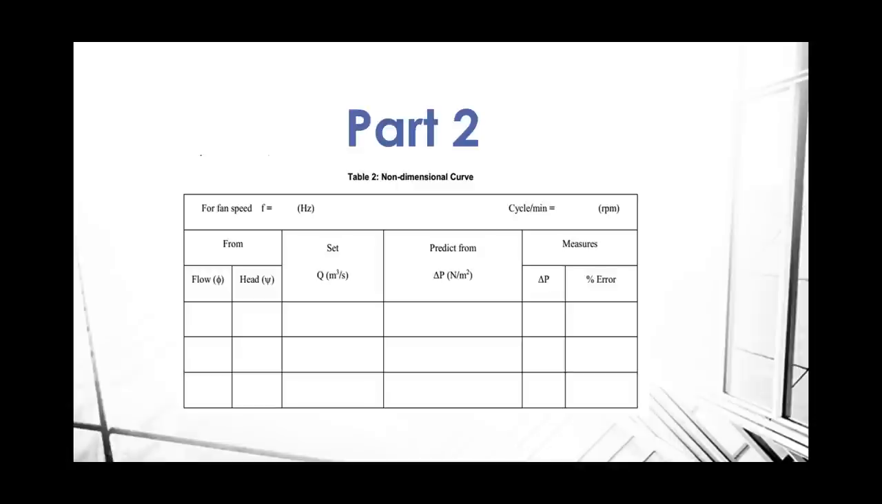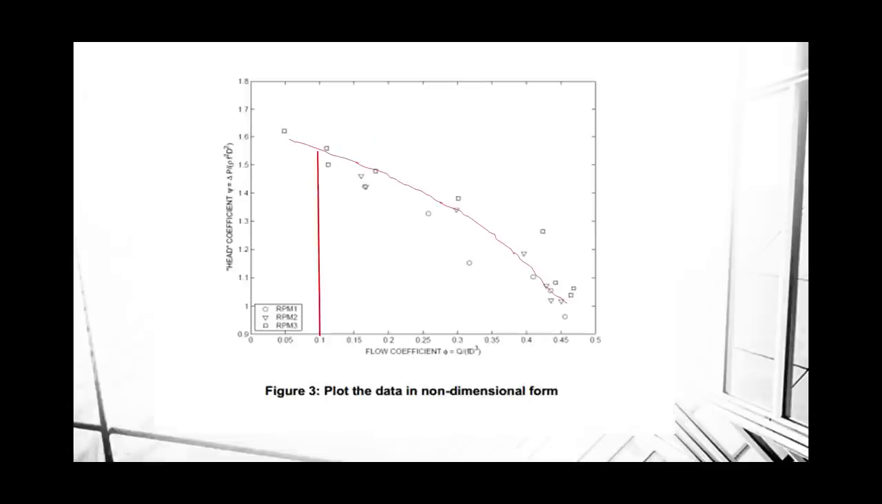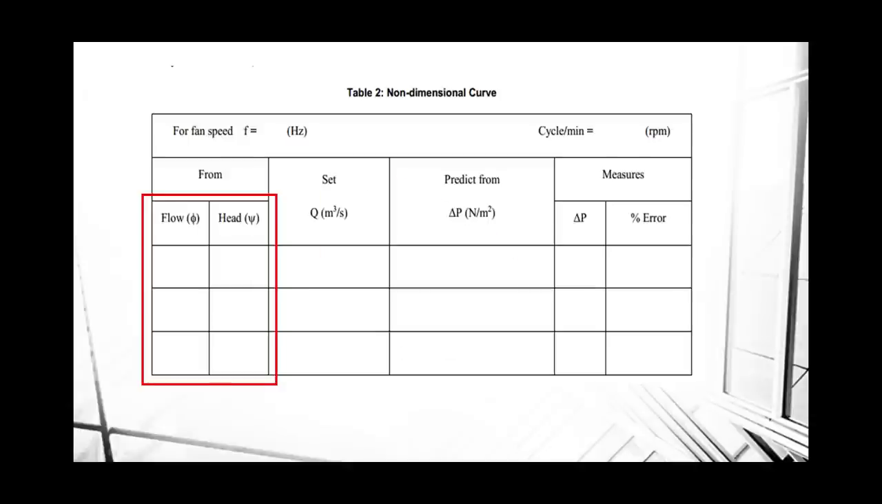The second part of the experiment is to complete this table that is given to you in the practical handout. To fill in this table, you must pick three values for flow coefficient, and using the line of best fit, find the corresponding values for the head coefficient. Then fill these values into this table.